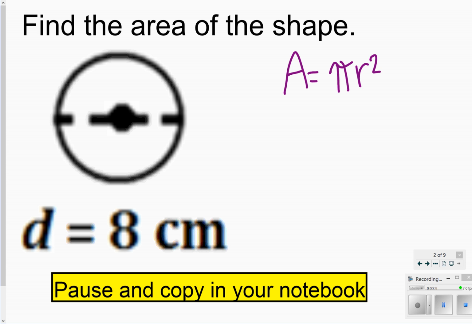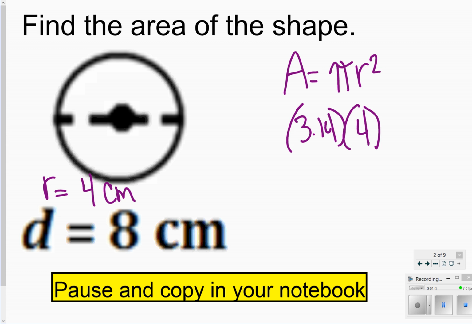In this case, they gave us the diameter. We can't use that. Our formula doesn't ask for diameter. So the radius is going to be determined by dividing the diameter in half. So in this case, it's going to be 4 centimeters. Given this information, we're going to do 3.14 and we're going to do 4 squared.